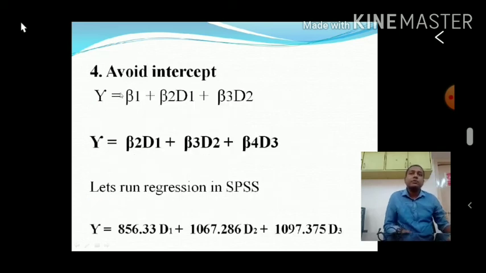Next, the fourth one is, in case you want to avoid the intercept, this is the regression function where you went with the basic rule m minus 1. But in the second one, you see there is no intercept, but there are 3 dummies. So you have d1, d2, d3, but you have compromised on the intercept. With this, when you run the regression function, you will get the result in SPSS.